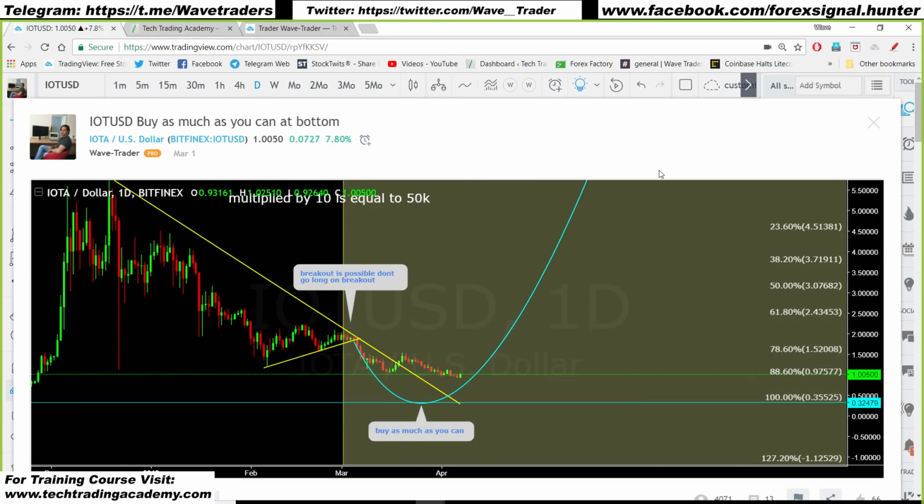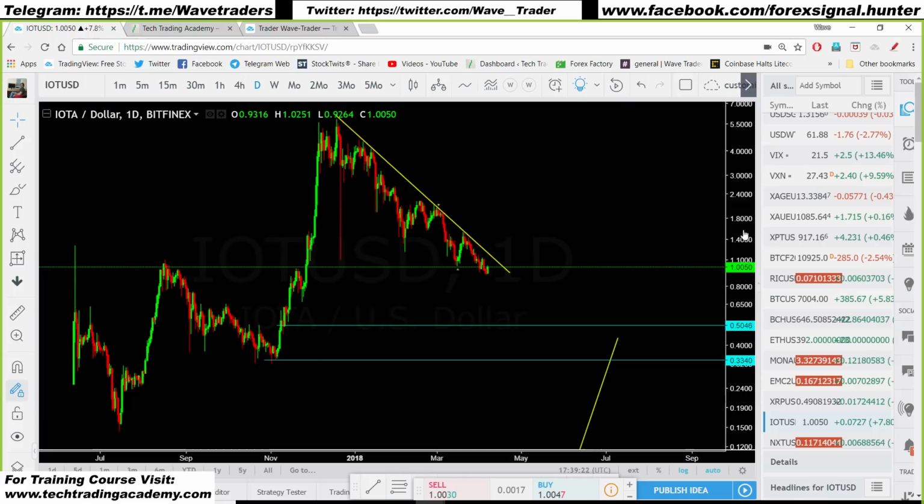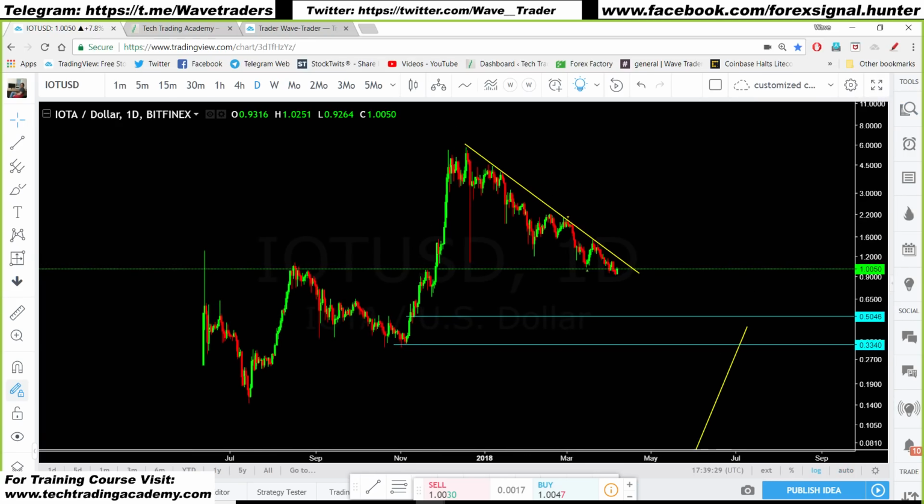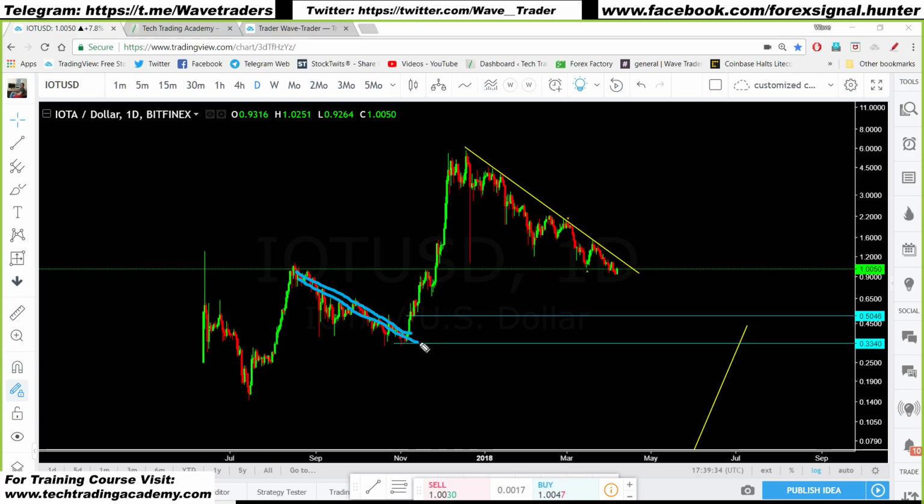These are the coins which can start to rise at any time. So the correction, just look at that, guys. Let me show you again. You see that correction? This is going to happen again. This is the move you're going to see there.